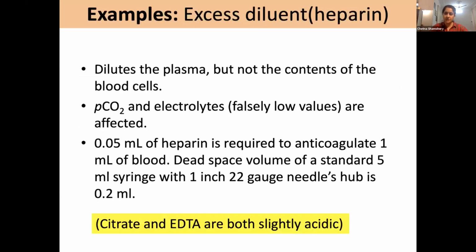The hub of a 2 ml syringe can contain 0.05 ml of heparin, and that much heparin is sufficient to anticoagulate 4 ml of blood. So basically we just need 0.05 ml of heparin. It is important that when we take in the heparin sample, we should clearly flush it out nicely.